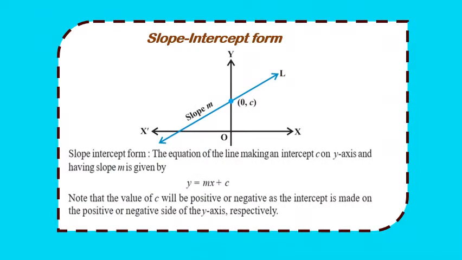Next is slope intercept form. So if the slope of a line m is given and the intercept on the y-axis is given, as you can see the intercept on the y-axis is c, so the coordinate of the point is (0, c). Then the equation of the line is obtained by y equals mx plus c, where m is the slope of the line and c is the intercept on the y-axis. If it is on the positive y-axis we take plus c, and if it is on the negative y-axis we take minus c. Clear? So pause and note down this point.